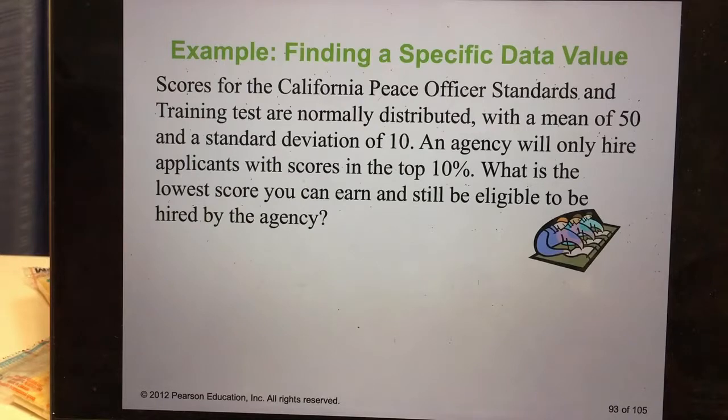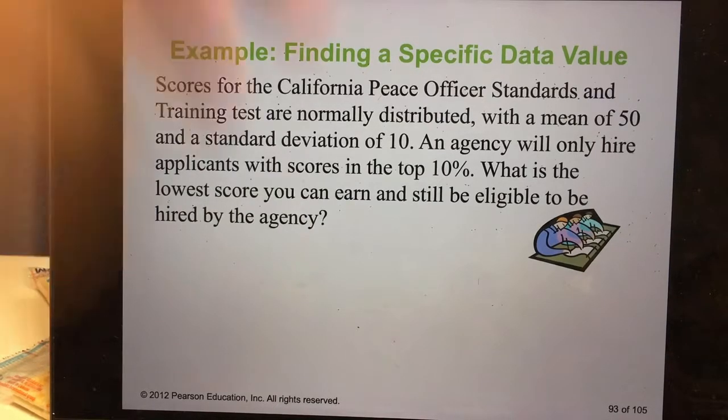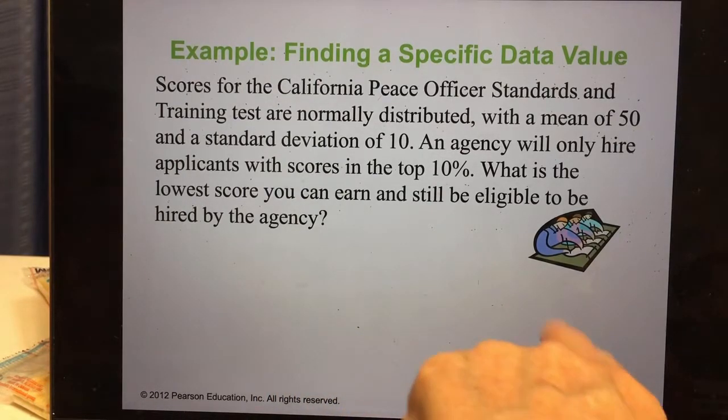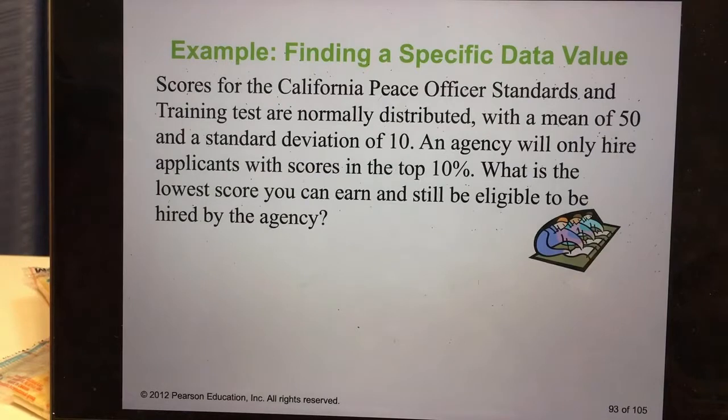Okay, so now let's look at another one. Finding a specific data value. Scores for the California Peace Officer Standards and Training Test are normally distributed with a mean of 50 and a standard deviation of 10. An agency will only hire applicants with scores in the top 10%. So when we're doing a little curve here, we're talking about the 10% that's on the right, aren't we? What is the lowest score you can earn and still be eligible to be hired by the agency?